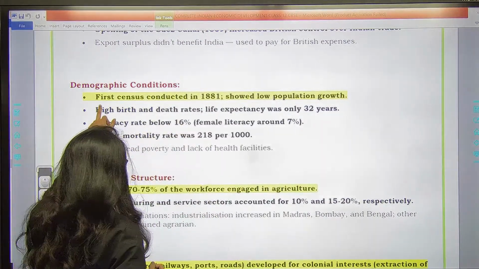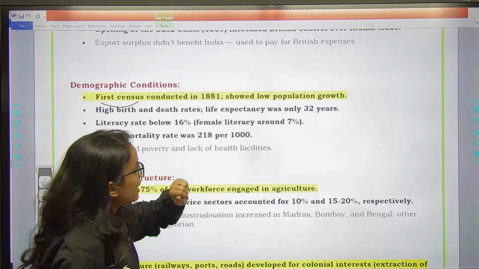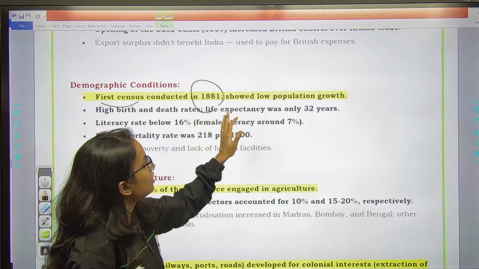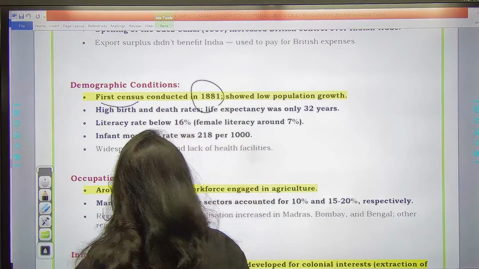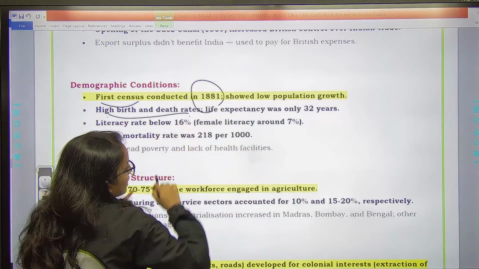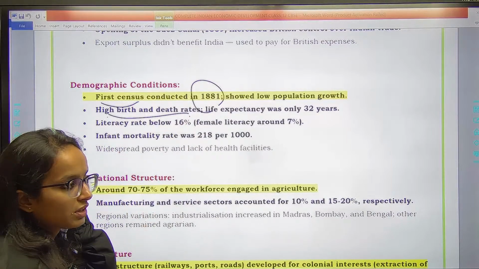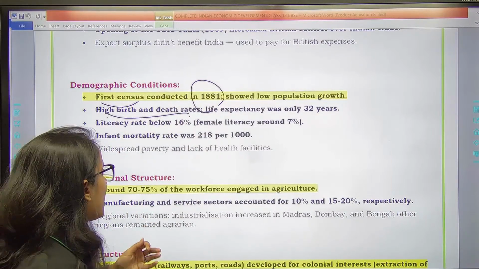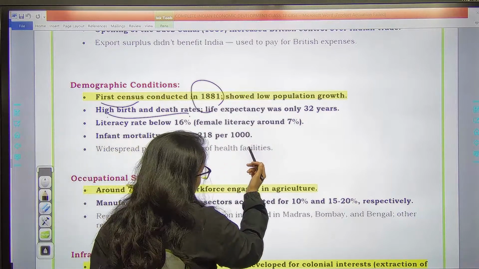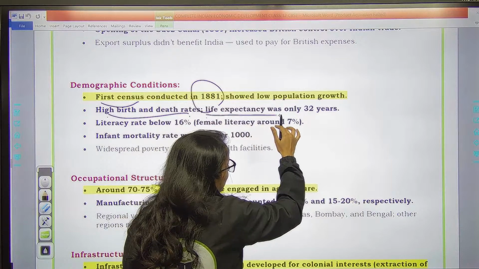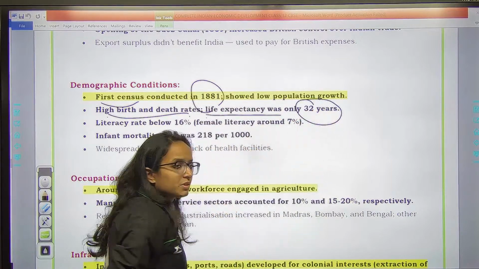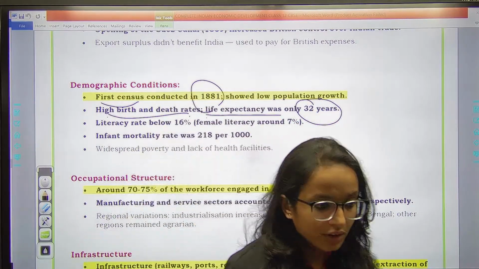Then if we talk about demographic conditions, what were the demographic conditions at that time? Remember, the first census was conducted in 1881 and it showed low population growth. There was low population growth, but high birth rate and high death rate. Death rates were also high because the healthcare system was not apt, and birth rate was also high because of illiteracy and lack of awareness regarding family planning. Life expectancy was only 32 years because of poor medical system, right?